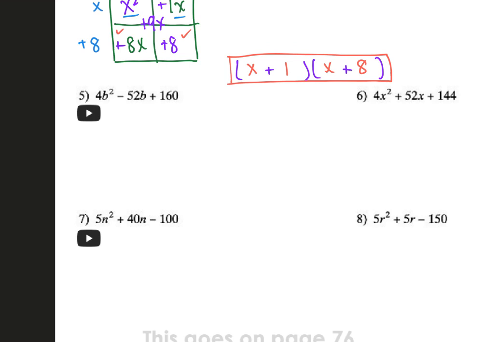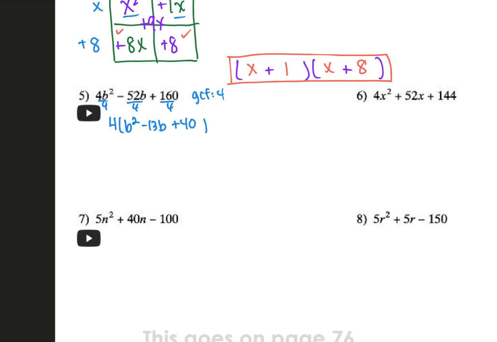All right, number 5. So looks like there could potentially be a GCF here. I think the GCF could maybe be 4, but I'm going to divide these terms by 4. 52 divided by 4 is 13, so that works. 160 divided by 4 is 40, so that works. I do have a GCF and it's 4. So I'm going to divide everything by 4 first. So then I have b squared minus 13b plus 40.